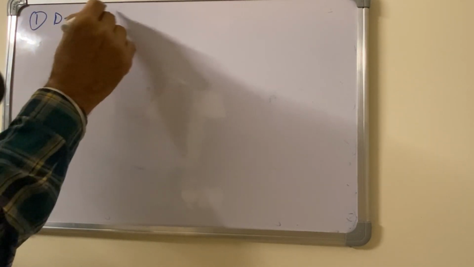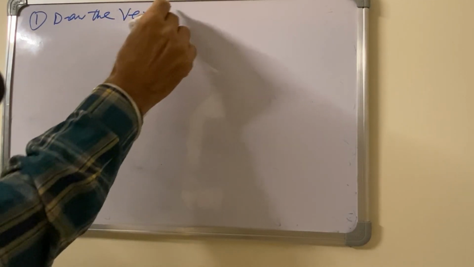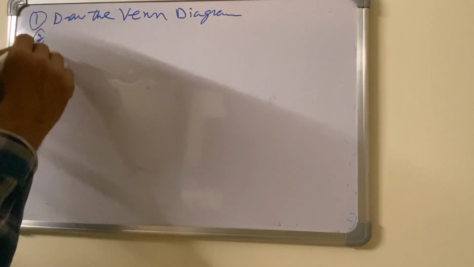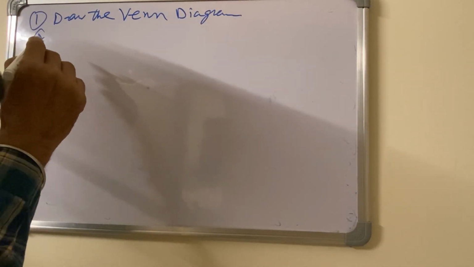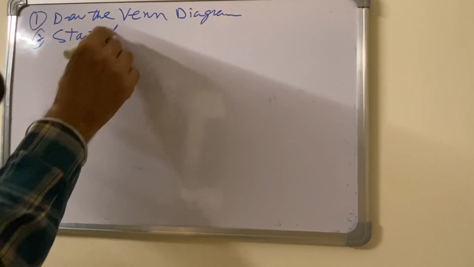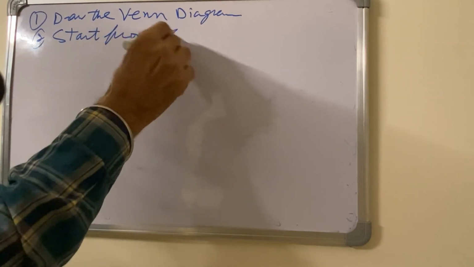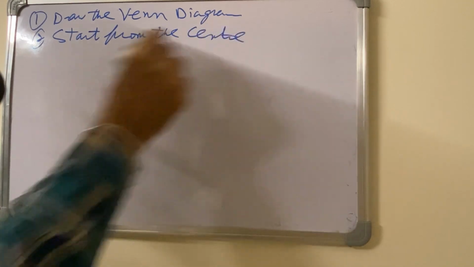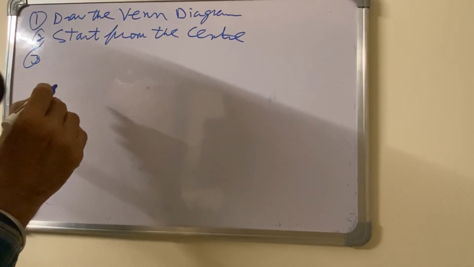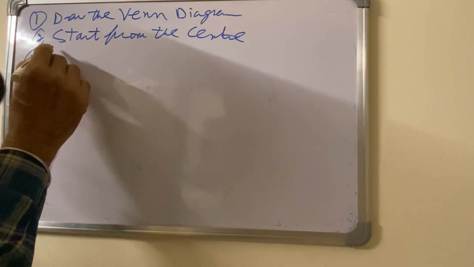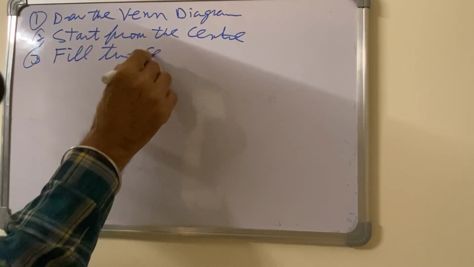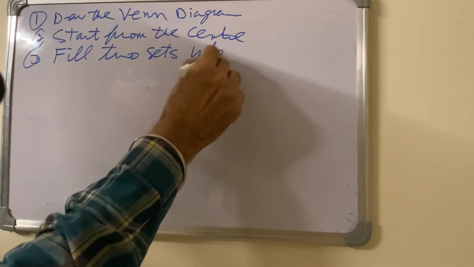Draw the Venn diagram. Second, start from the center. Third, fill two set intersections.